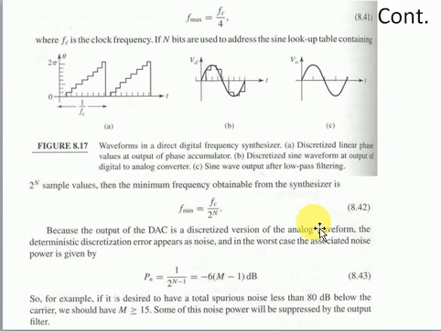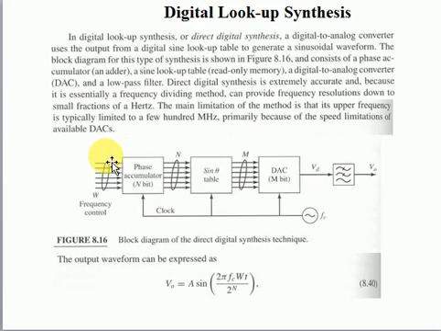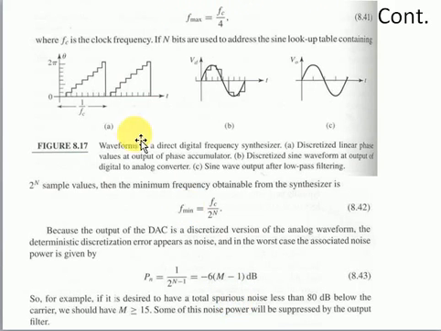The waveforms associated with this process are shown in figure 8.17. The output waveform can be expressed as VO is equal to A sine 2 pi FC W T upon 2 to the power n. F max is equal to FC upon 4, where Fc is the clock frequency.